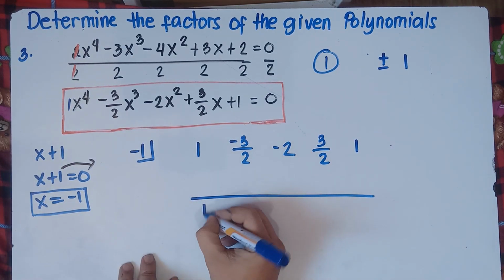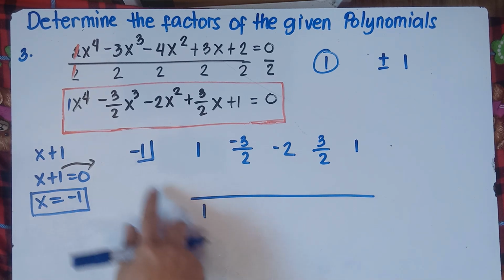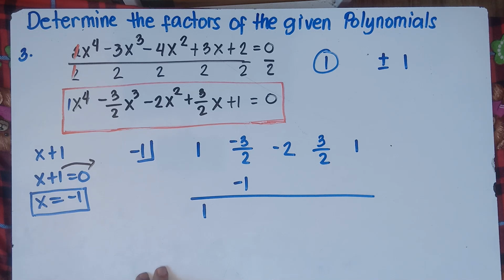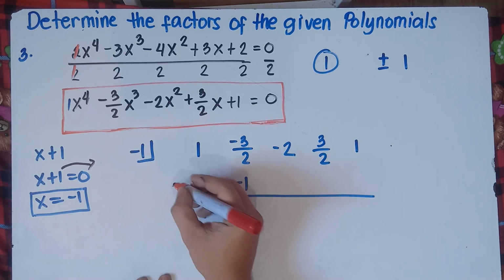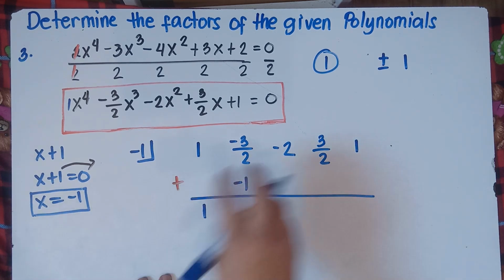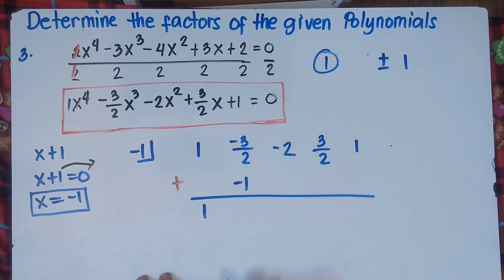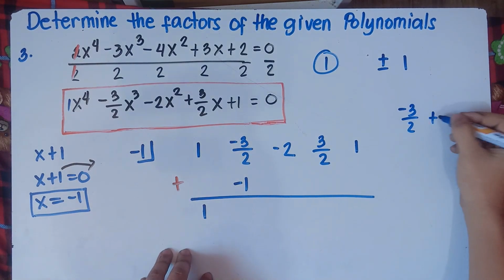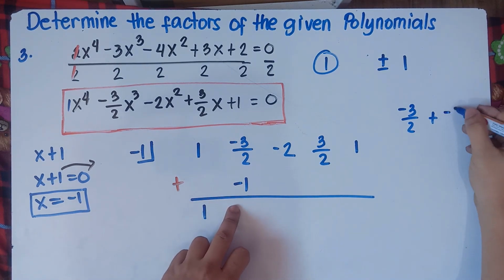Bring down 1, then you multiply negative 1 times 1, that's negative 1. Then you combine, class. Okay, you combine this one. Negative 3 over 2 plus negative 1. So let me add it here. Negative 3 over 2 plus negative 1.